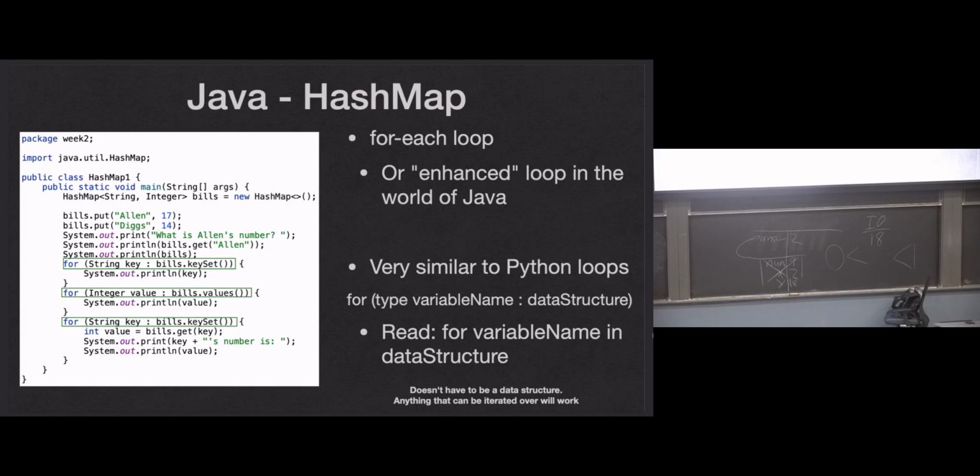So this is our for each loop. And we read this as for value in data structure. And the colon is read as your in. In Python, you would actually type out in. Java, it's going to be a colon.